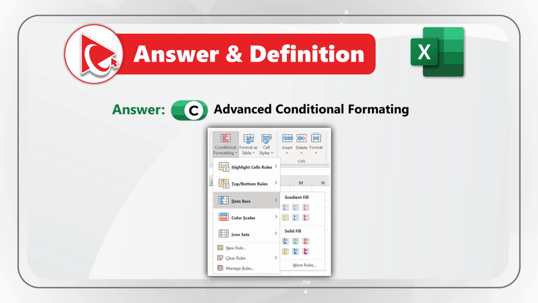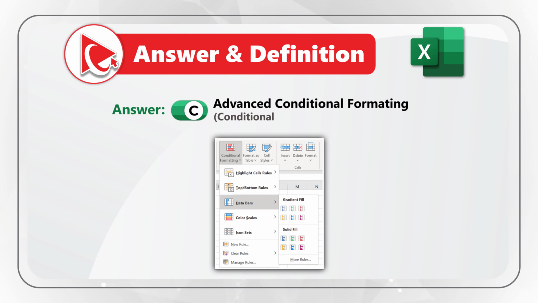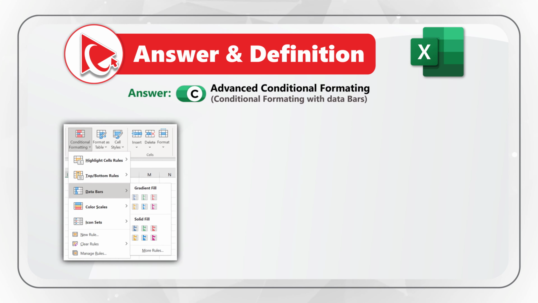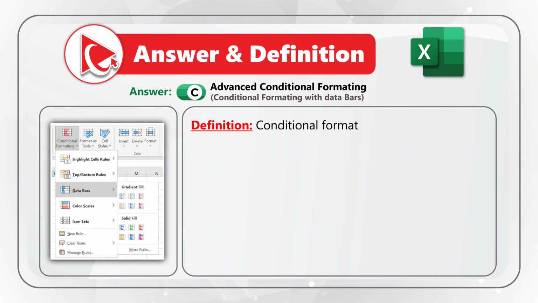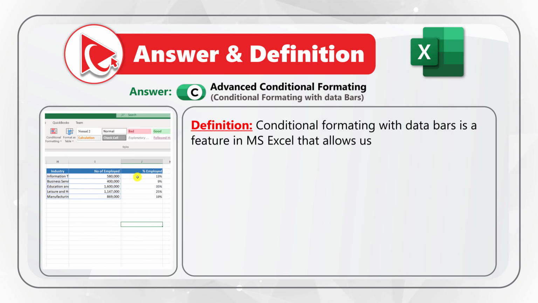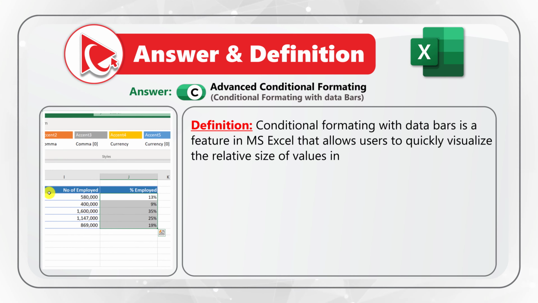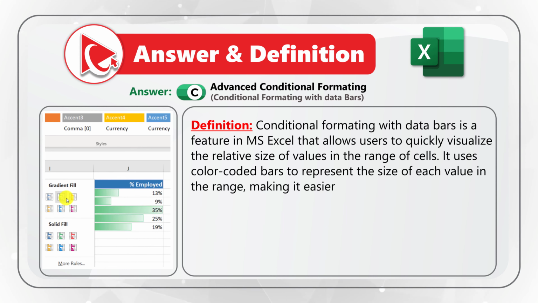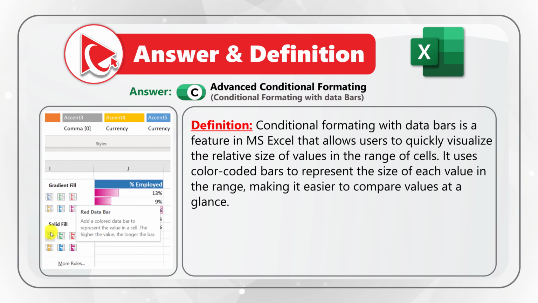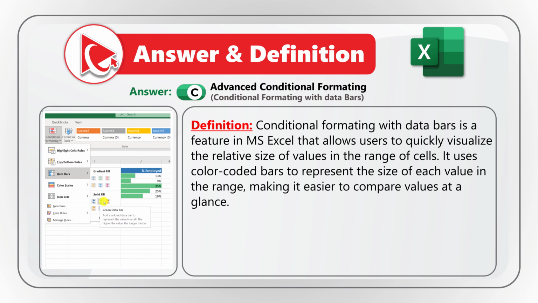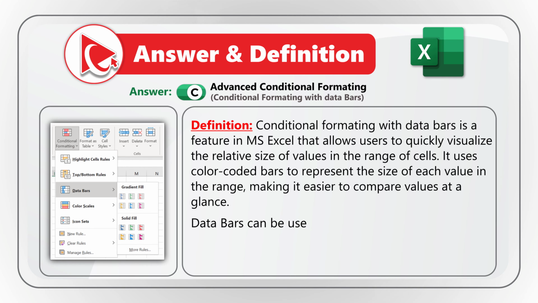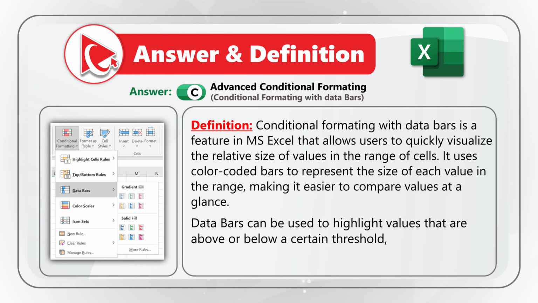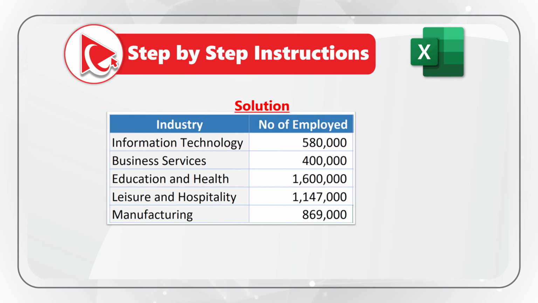And it is advanced because it is conditional formatting with data bars. Conditional formatting with data bars is a feature in Microsoft Excel that allows users to quickly visualize the relative size of values in a range of cells. It uses color-coded bars to represent the relative size of each value in the range, making it easier to compare values at a glance. Data bars can be used to highlight the values that are above or below a certain threshold, or to compare values across different categories.